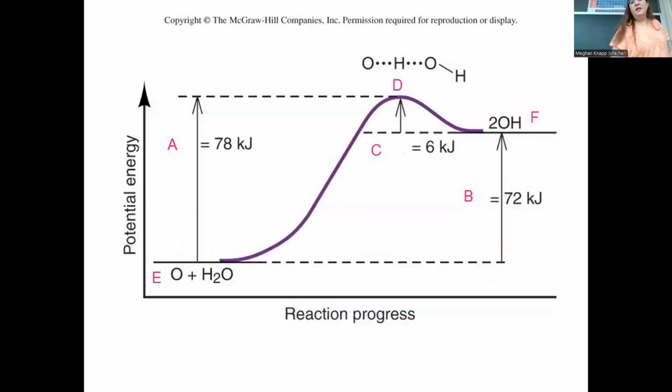All right, so on this graph, what is the value, shout out the number of delta H? Or whisper it, that works too. Yeah, 72. B here is our delta H. What is the number of our activation energy? No, it's not the 72. 78, that's our activation energy.